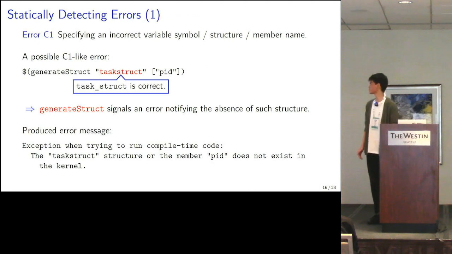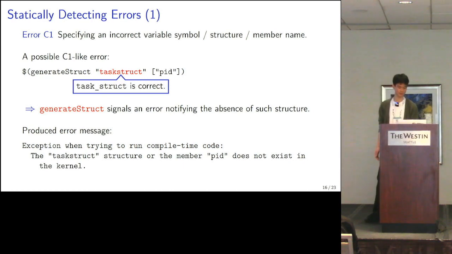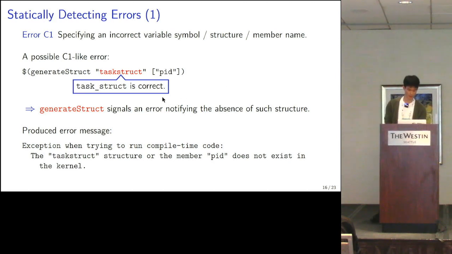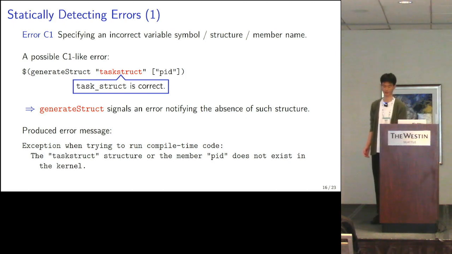Based on the design in the prior slide, I'm going to show how HaVMI statically detects the errors in LibVMI. For a C1-like error, this task underscore struct is misspelled as task struct, in which the underscore character is missing.